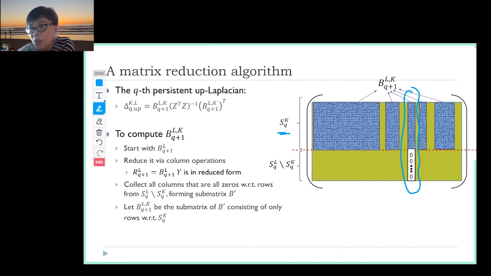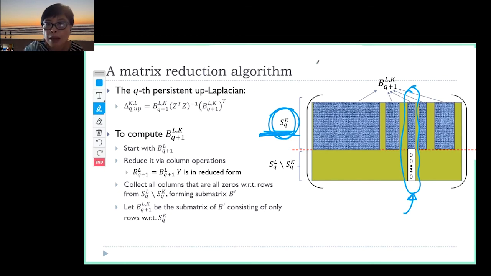Okay? So what does such a column represent? Well, this represents a q-chain which basically lies in K, because all the non-zero entries are coming from K. Okay? In other words, you can think of this as basically a boundary cycle. This is the boundary of some q plus 1 chain from L, yet the boundary of this q plus 1 chain from L lies completely inside K. And this is exactly what we want to compute.